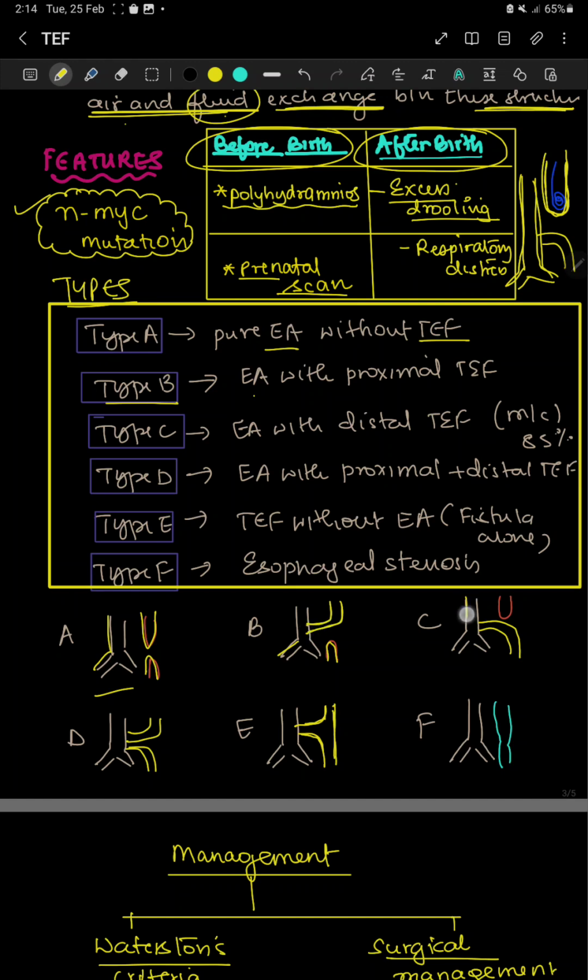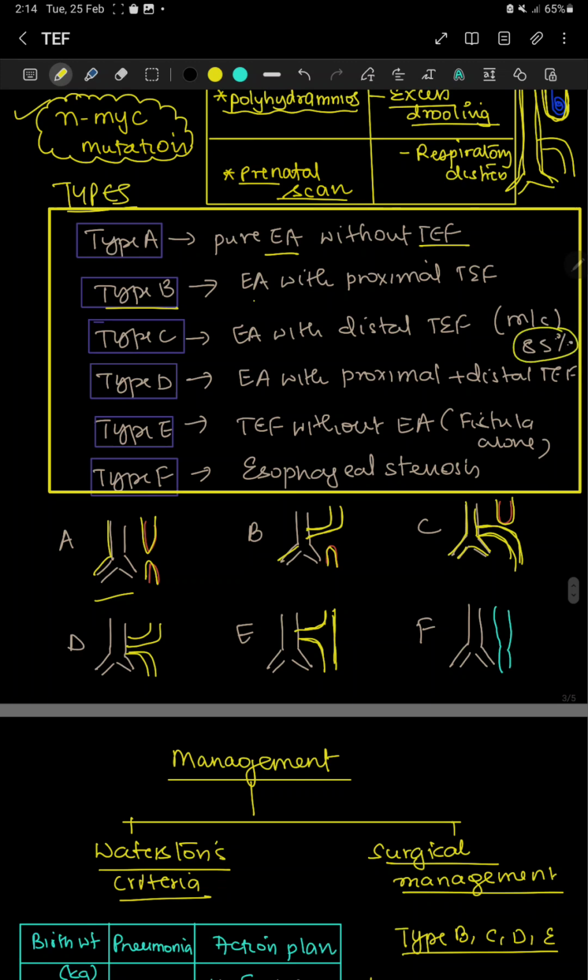Type C is the most common type where there is esophageal atresia with distal TEF. The distal segment is going to a TEF. It is the most common type, that is 85% of the cases. Coming to type D, there is esophageal atresia with both proximal as well as distal TEF. Proximal as well as distal TEF is present.